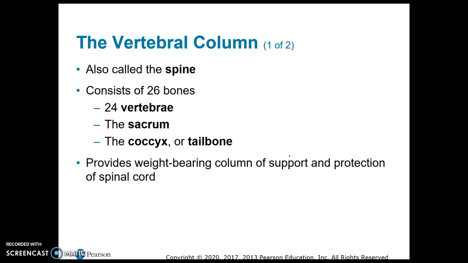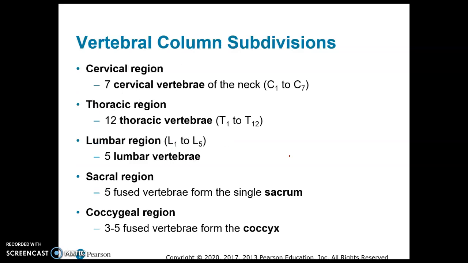The vertebral column consists of 24 vertebrae, and then the sacrum and the coccyx. There are 7 cervical vertebrae, C1 to C7, 12 thoracic vertebrae and 5 lumbar vertebrae, and then you have the sacrum, which is 5 fused vertebrae, and the coccyx, which is the tailbone.